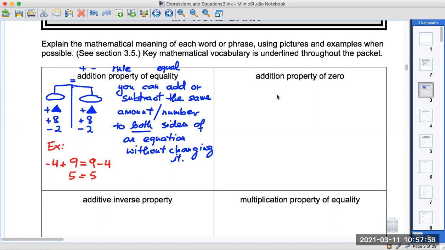Addition property of 0 means you can add 0 to any number and not change the number or the answer.